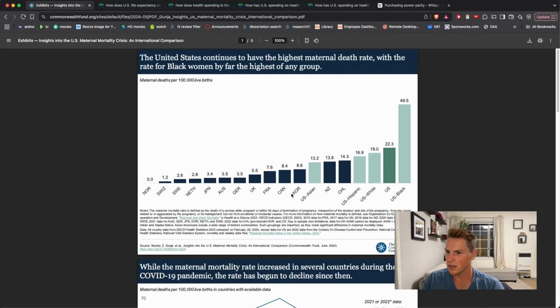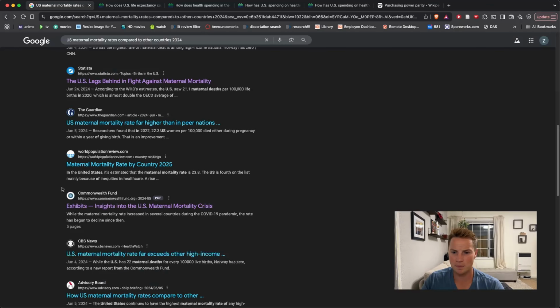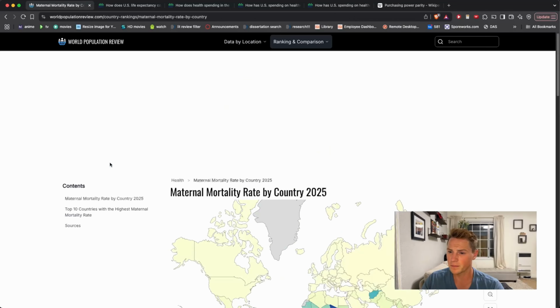Maternal mortality crisis. That's the same chart we saw. Worldpopulationreview.com. Not familiar with that website, so let's not use it. You could use sources like The Guardian or CNN, but typically it's better when you're looking at this data to go to the source. No.